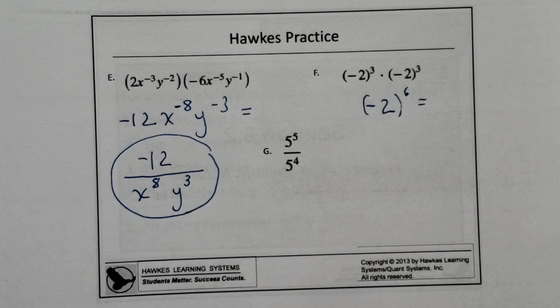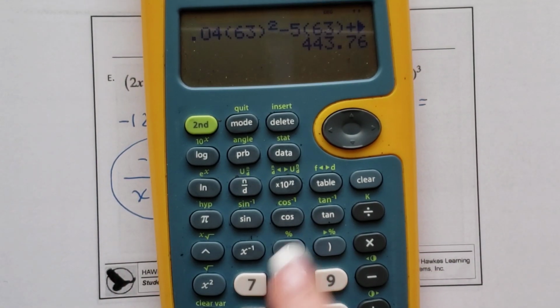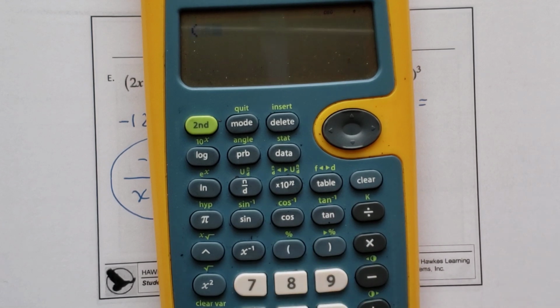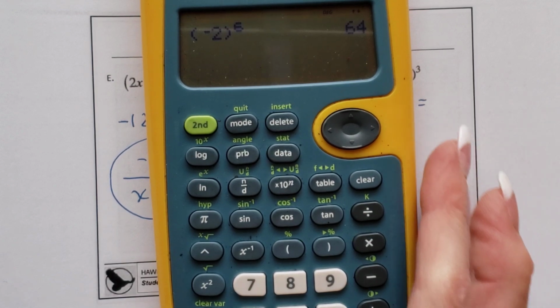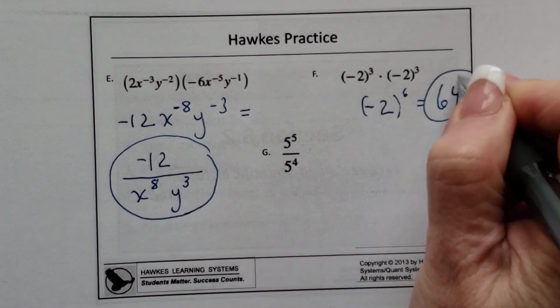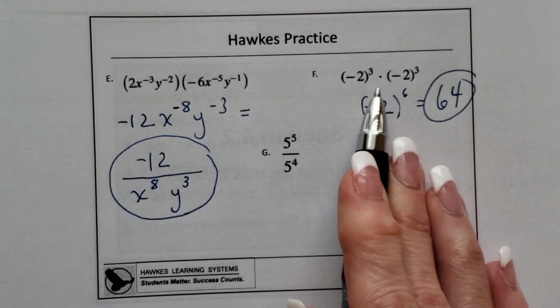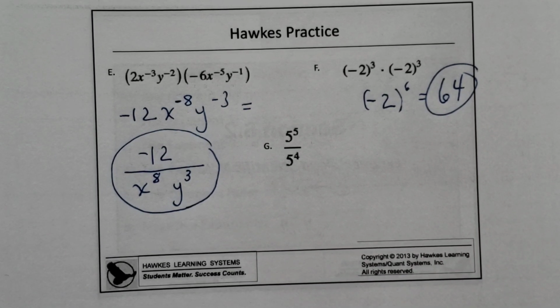I'm not sure what that is, so I'm going to plug it into my calculator. Negative 2 raised to the 6th power. And my answer is 64. Or I could have just typed that exactly the way I see it in my calculator and it would have given me my answer. Letter G, I have 5 to the 5th divided by 5 to the 4th.